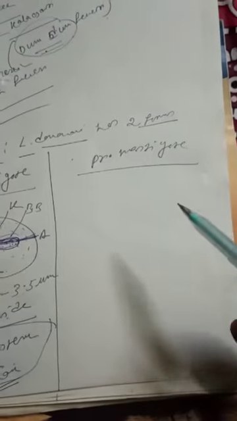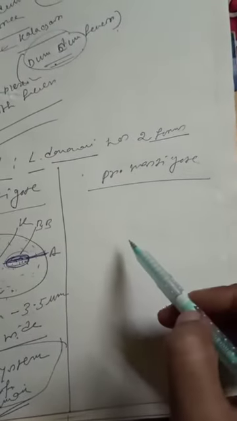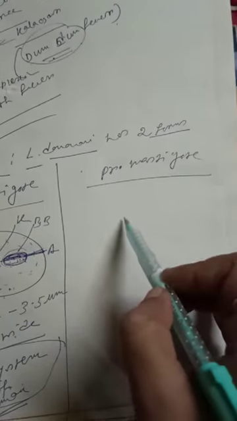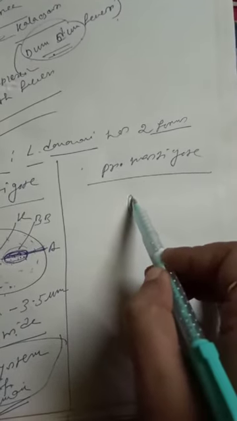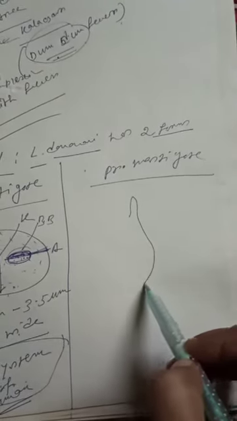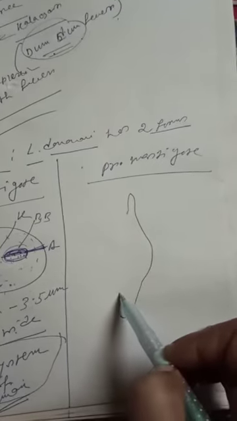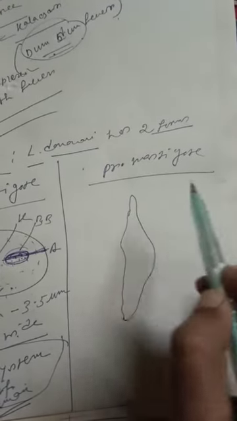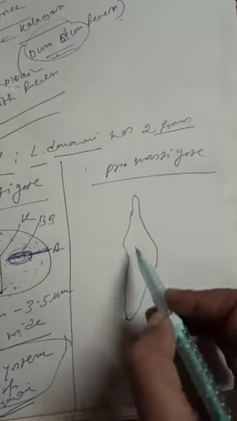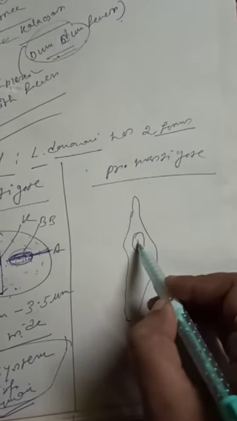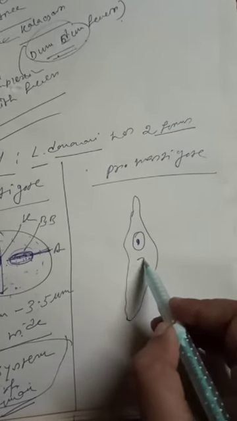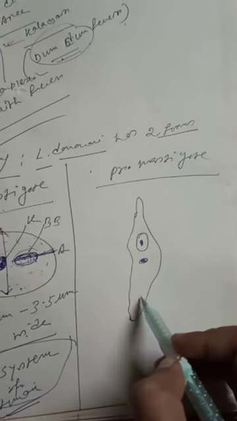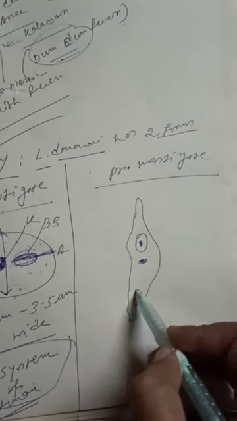Next we come to the promastigote form. How does it look? At first I want to draw this structure, then I think it will be clear to you. This is a somewhat spindle-shaped body, okay? And here is also a nucleus. Here is the kinetoplast, and this is the basal body portion.